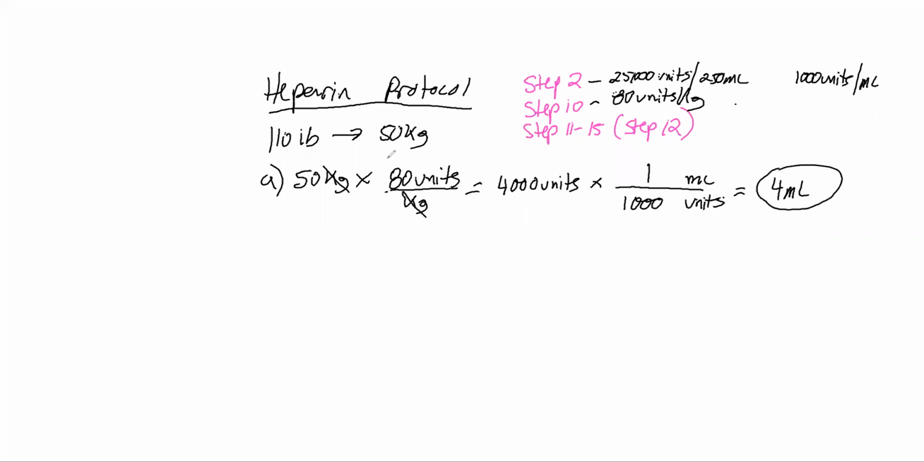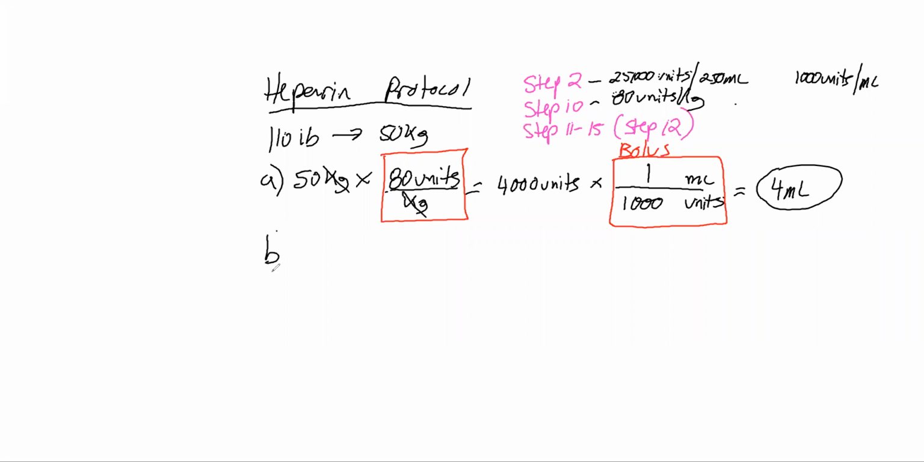I like to highlight the things that are consistent. When you're doing this problem, for the bolus dose and for the initial bolus, you're always going to multiply the patient's weight in kilograms by 80, and then divide by 1,000, and that will give you your answer for your initial bolus.